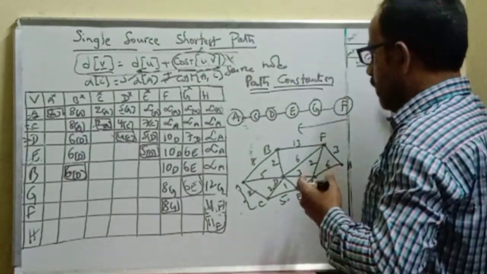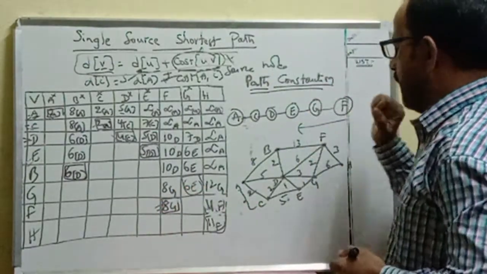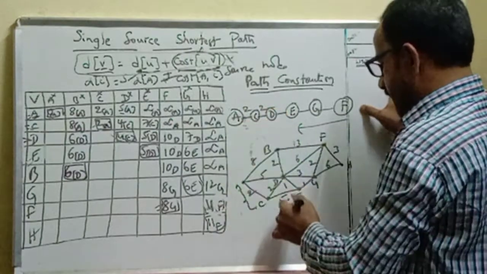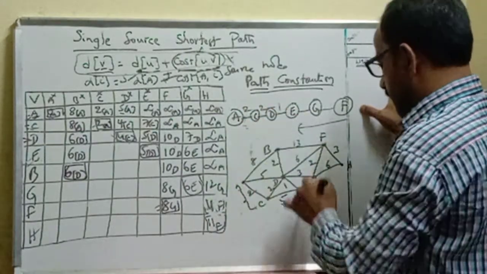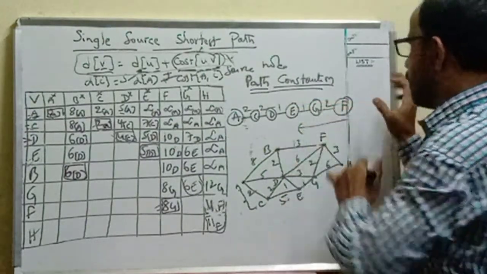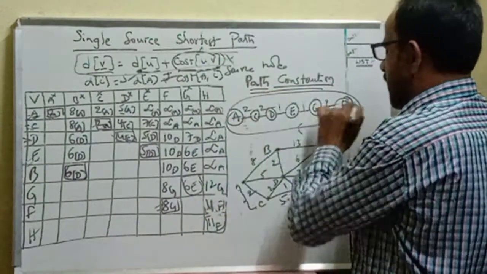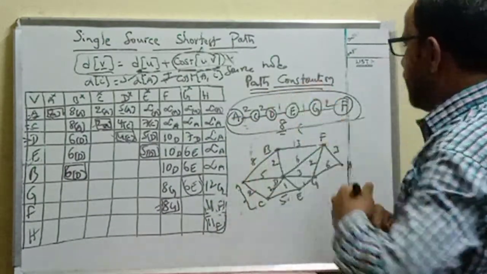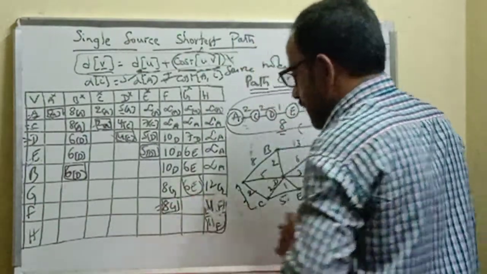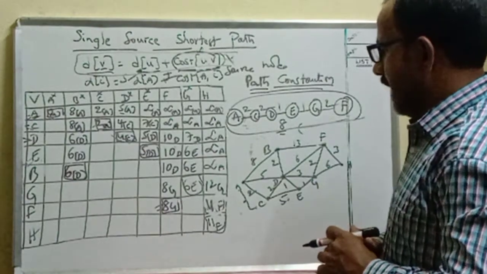Now, what is the cost to F? A to F is 8 units. Whether we get 8 or not, we need to verify. What is the A to C edge cost? 2 units. C to D edge cost, 2 units. D to E edge cost, 1 unit. E to Z edge cost, 1 unit. What is the Z to F edge cost? 2 units. Z to F edge cost is 2 units. Finally, if we add all the edge costs, we get 8. Whether that 8 is there in the F row or not, we need to verify. Yes, in the F row, 8 is the smallest number. We selected that particular 8.